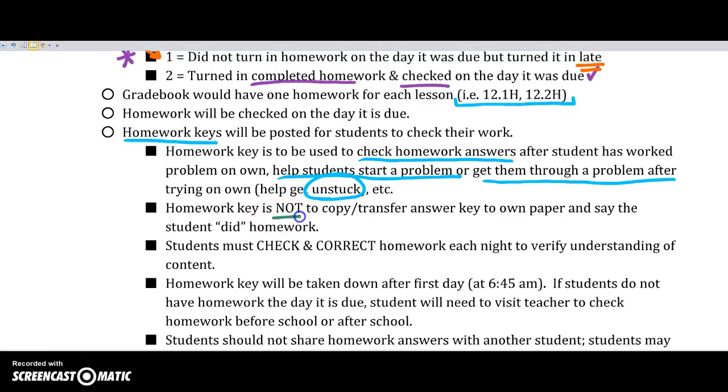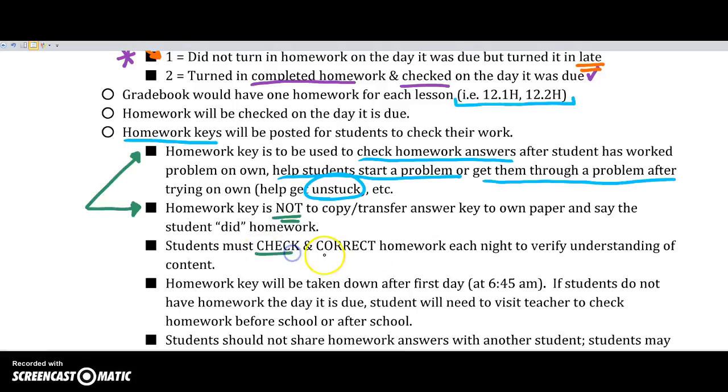The homework answer key is not to copy or transfer answers onto their own paper and say the student did it. And this is where Grading for Learning comes in, and we want to make sure that the students are understanding it. So the homework is the process, but we want them to be able to show that they have mastered the content. So that's really important, why that homework is assigned and done correctly, because then the students will be able to understand it and master it.